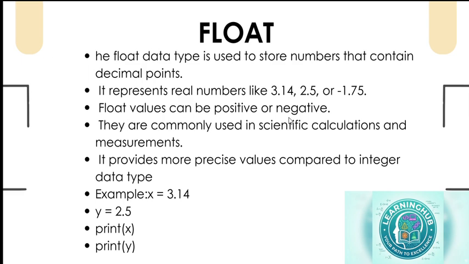Float values can be positive and negative. They are commonly used in scientific calculation and measurement. They provide more precise values compared to the integer data type. Example: x = 3.14, y = 2.5. It will print 3.14 and 2.5. We need floats to get more accurate values, especially in measurement, calculation and scientific work. In this type of work we use the float data type.